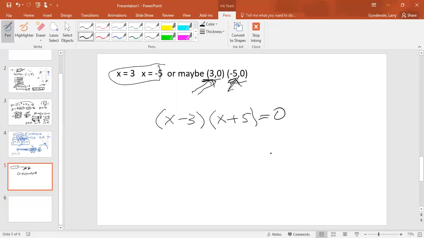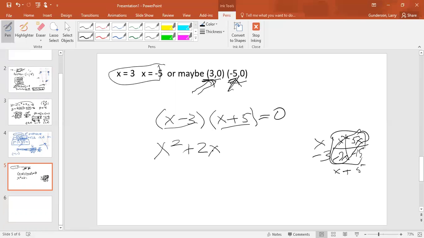So now you just work backwards. And I bet you can do this really easy by just doing the box method. So you're just going to go x minus 3 times x plus 5, and that gives you x squared minus 3x, positive 5x, and minus 15. And when you combine these right here, that's a 2x. So you have x squared plus 2x minus 15 equals 0. That's how you go backwards if they give you the x-intercepts, and you have to come up with this equation.